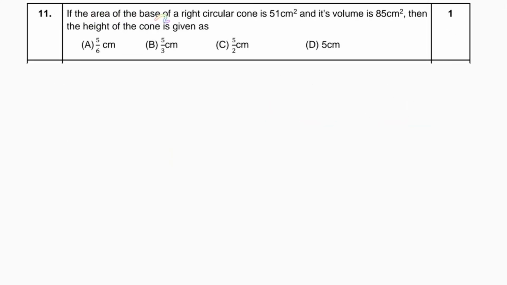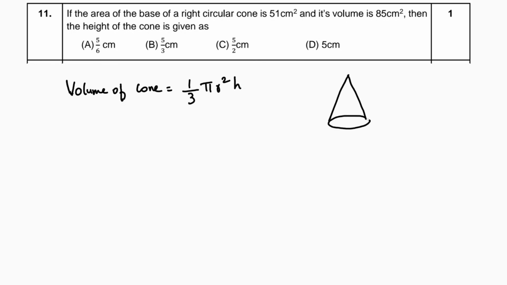If the area of the base of a right circular cone is 51 centimeter square and its volume is 85 centimeter square, then the height of the cone. See, the volume of a cone formula is 1 by 3 pi r square h. The cone's base is a circle, so the area of the base, that is pi r square, is 51.